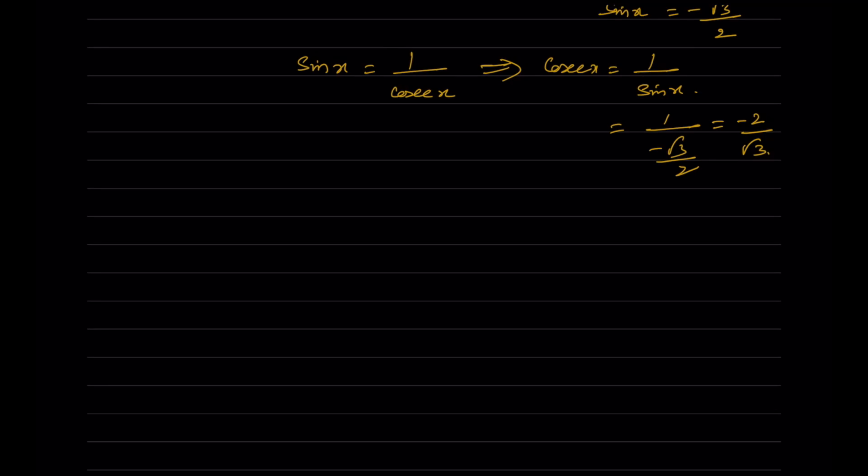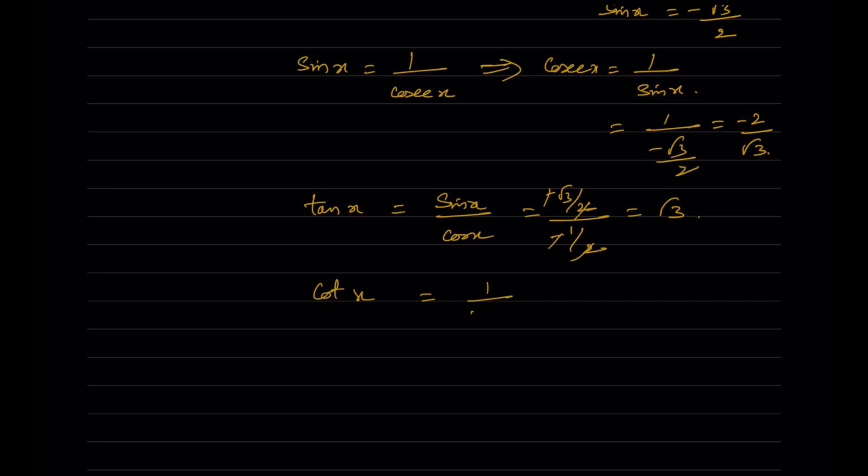So now here you have tan x is equal to, what can tan x be written as? Sin x by cos x. What is sin x? Sin x you got, it is equal to minus root 3 by 2. And what is cos x? It's given to us as minus 1 by 2. So the 2 will get cancelled, this minus minus will get cancelled. So root 3 is the answer for tan x, and cot x is equal to 1 by tan x, which is equal to 1 by root 3.